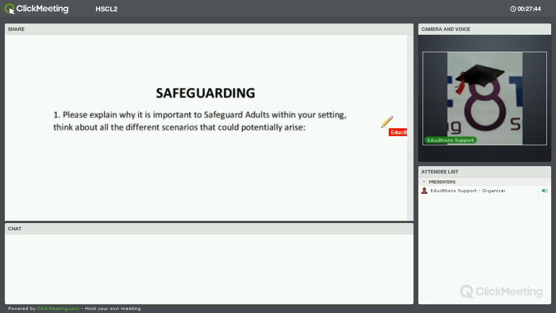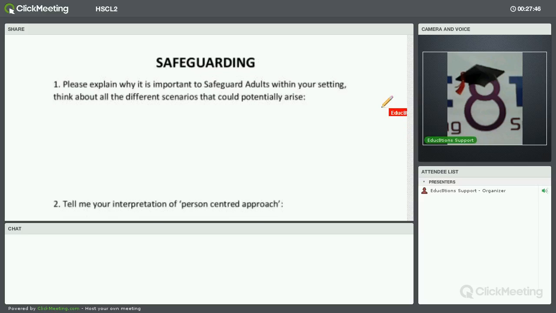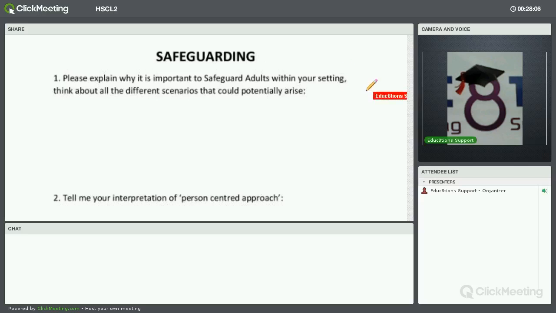Okay, so this one is around safeguarding. Please explain why it is important to safeguard adults within your setting. And I want you to think about all the different scenarios that could potentially arise. It's not just a case of, oh, well, yes, I'll watch out for any bruises. I want you to think about all these different scenarios that you come across when safeguarding adults.